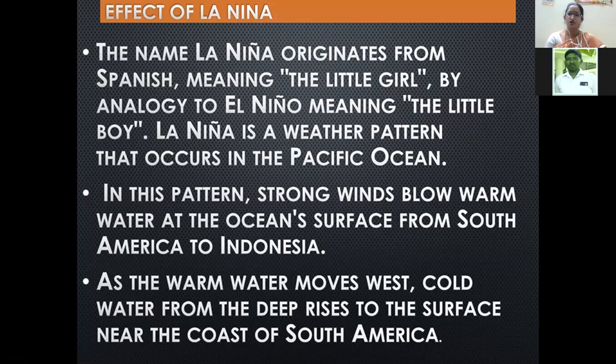In this pattern, what is happening? Strong winds blow, and the warm ocean surface water moves from South America to Indonesia. Earlier we learned it moves from South America to Australia; here it is moving from South America to Indonesia. As the warm water moves west, the cold water from the deep rises to the surface near the coast of South America. It is balancing the situation over here. In the next part we learn how it is affecting us.